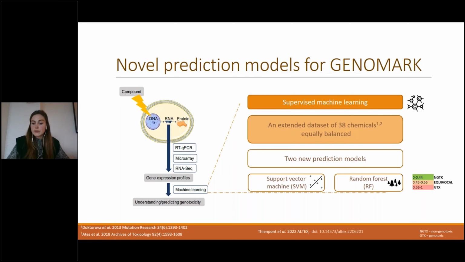as equivocal. However, to facilitate data analysis and to make GENOMARK available for people who have no background in software programming or coding, we made GENOMARK available in an online tool or web application that is freely accessible for everyone. So the development of the new prediction models are also in our recently published publication in Altex.